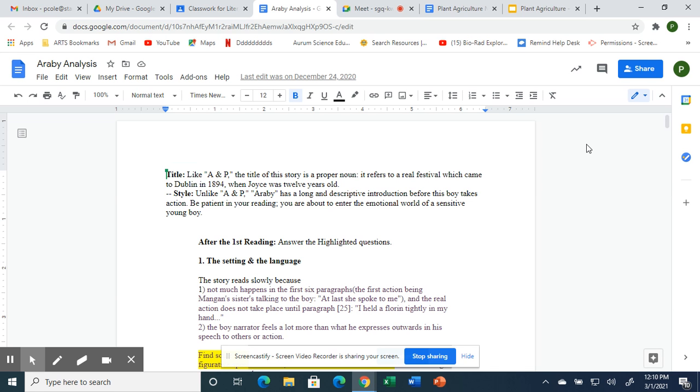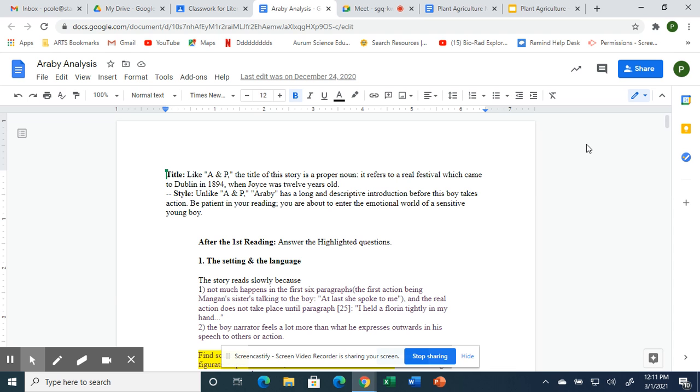So, unlike A&P, Araby has this long introduction before the boy takes any action. We've read the story once, which I know you all haven't. So the story reads very slowly because not much happens in the first 6 paragraphs. And the real action doesn't take place until paragraph 25.